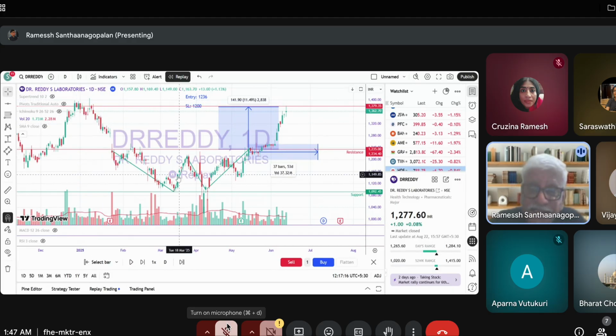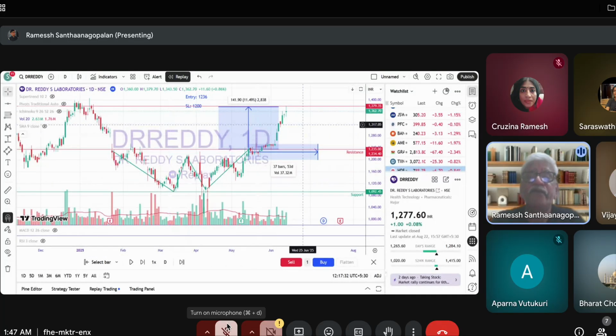So again, automatically you could draw, I think, the consolidation resistance that you see. That means whenever it reaches this level, it will come down. Because in the past also we have seen that it went up to this level and started coming down.